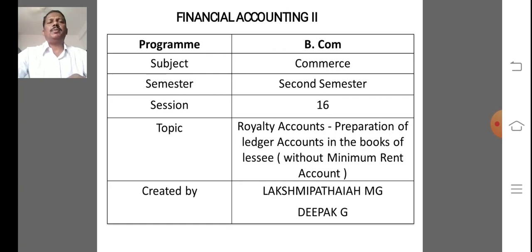My title is Financial Accounting 2. Today I am covering session number 16. The topic is royalty account. Under this topic, preparation of ledger accounts in the books of lessee without minimum rent account.